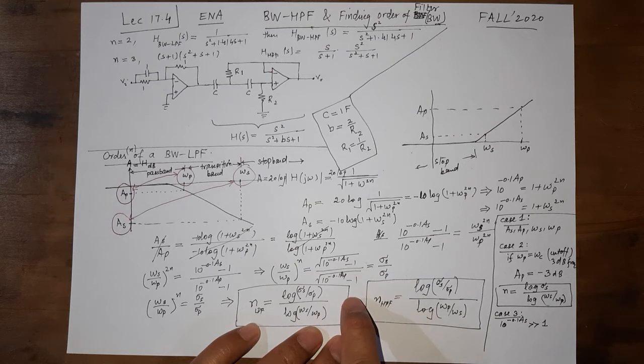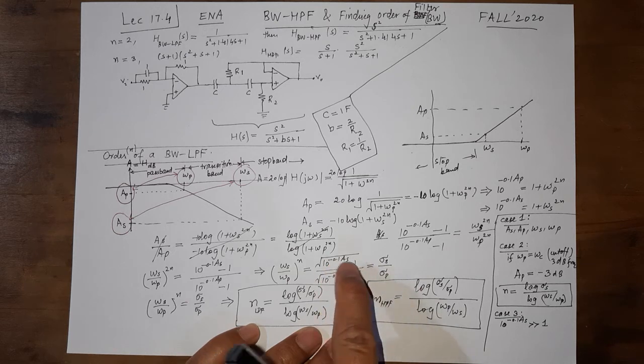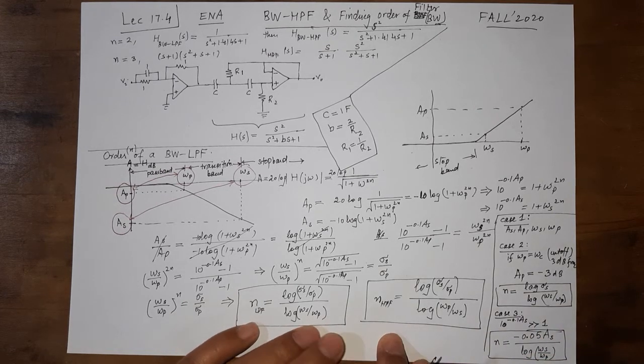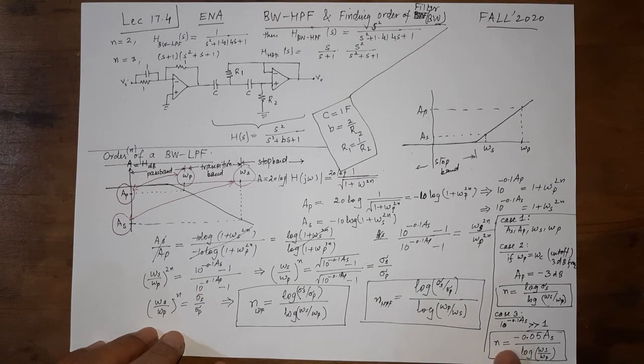So basically that is the case we are trying to simplify. So if this term is much greater than 1, a large number minus 1 is as good as a large number, then there is a simplification and we can solve it very easily, and see what that simplification is. Minus 0.05 As over log of omega s over omega p. So that is the expression, if you want to take this simplification of the formula to calculate n, you can take it.